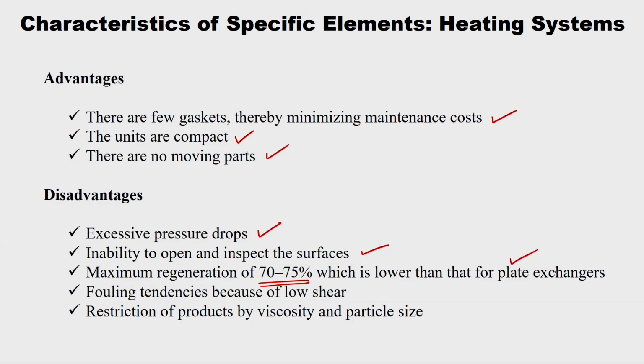When I was discussing also, I told that for regeneration purposes plate type heat exchangers are the best. The regeneration capacity we get in the shell and tube heat exchanger is very low. Fouling tendencies arise because of low shear and restriction of products by viscosity and particle size. Here also the particle size and viscosity of the product are of major concern.